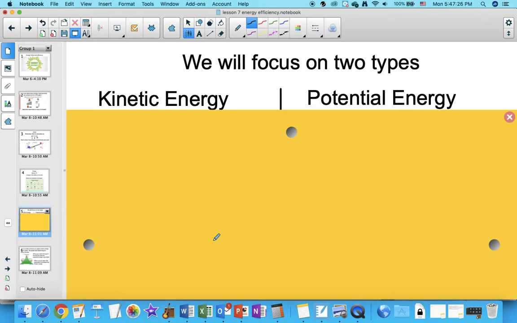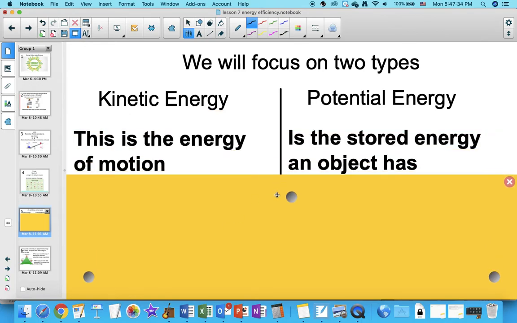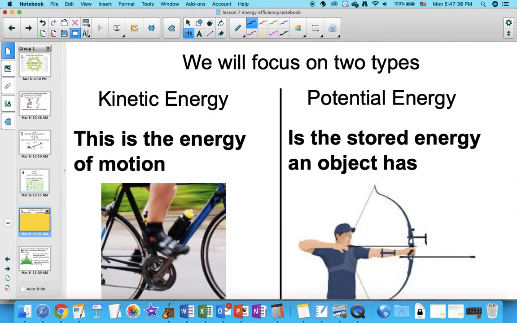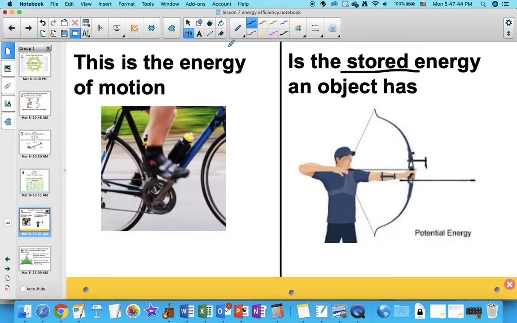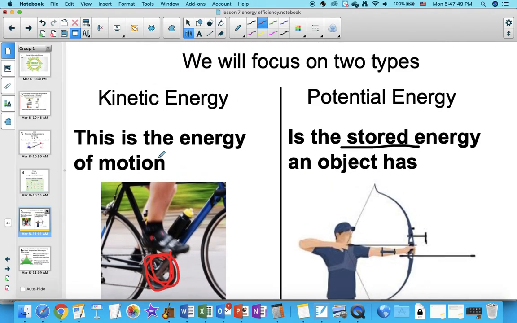So we will be focusing on two big types of energy, kinetic and potential. The difference is kinetic is the energy of motion, while potential is the stored energy. A good example would be riding your bicycle. As you move your foot around and around, you're in motion, you're moving. So that's called kinetic energy. And that energy is applied over a distance on this sprocket, if you remember that, to the gears and causes the wheels to spin. So that's kinetic energy.